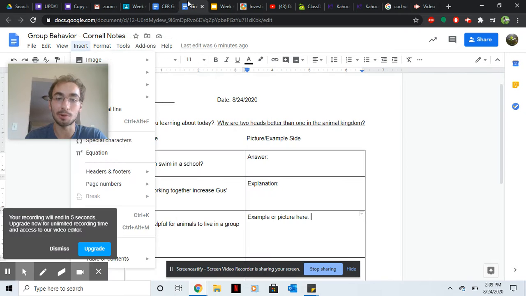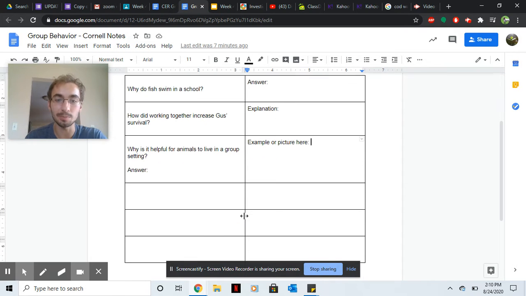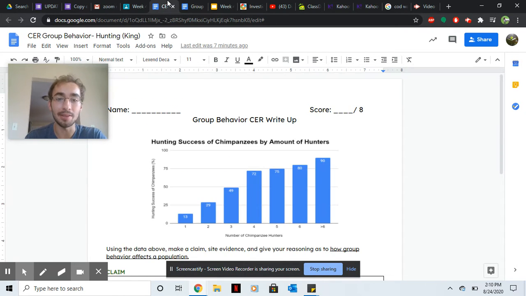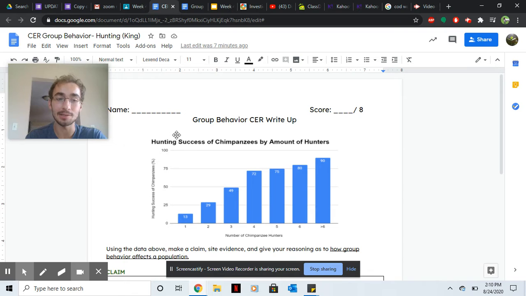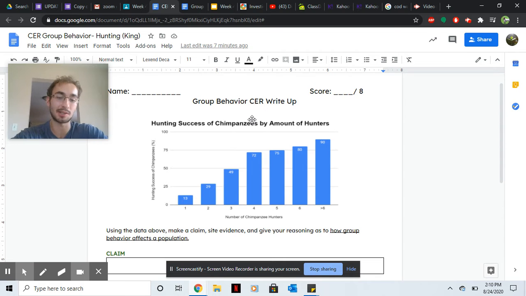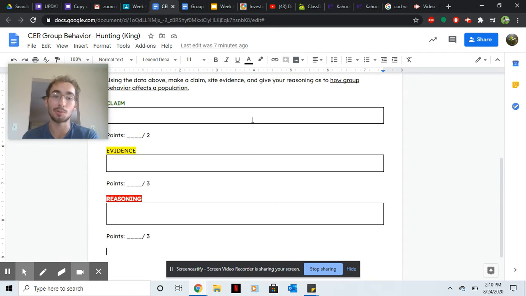So once you have those Cornell notes, you should be good with just those three. And then go to week 4, Monday, and then pull up the CER for group behavior. So here's what you're doing. You're going to put your name on it, and this is a CER. It's a sample test question. You're going to answer it, and I'm going to give you the rubric. I'm going to have you score yourself.